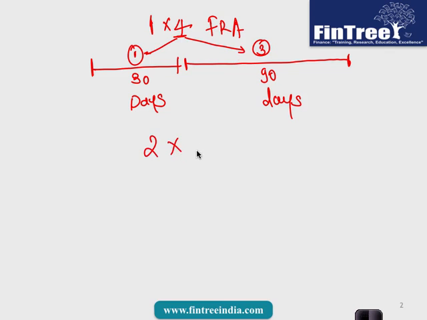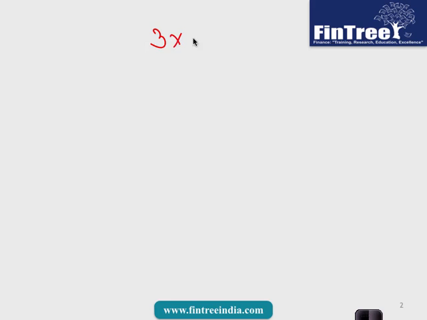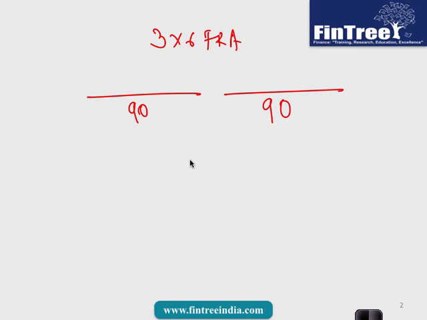If it is a 2/5 FRA, then after how many days? 60 days. We can take a loan for 90 days. So the loan maturity is decided as the difference of these two, 2 and 5. Are we okay? Then next one, 3/6 FRA. So after 90 days we will take a loan for 90 days. And 5/3 FRA is not possible. The second term has to be bigger than the first term.